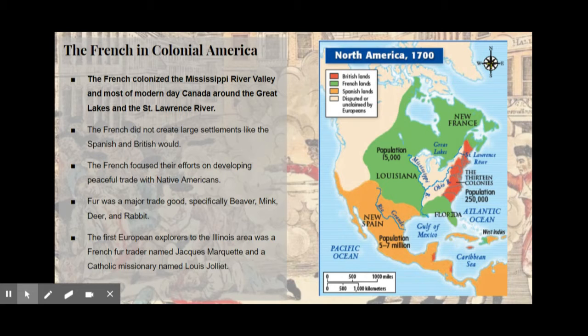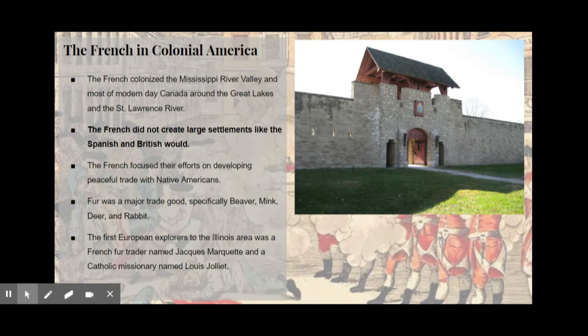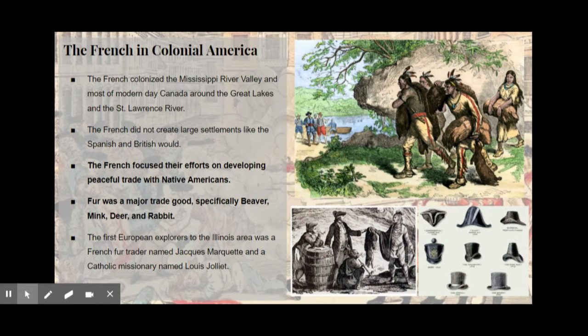Now, the French would colonize what is modern-day Canada, the area around the Mississippi River, and the area around the Great Lakes and the St. Lawrence. The French did not create large settlements. As a matter of fact, they only built a few forts. Some of them actually were quite impressive, but they never would build large cities or towns, much like the British would. Instead, the French would focus on fur trading. They would trade with the Native Americans for the very valuable furs that they could often catch in the wild, and then the French traders would take it back to Europe and sell for a pretty decent profit.